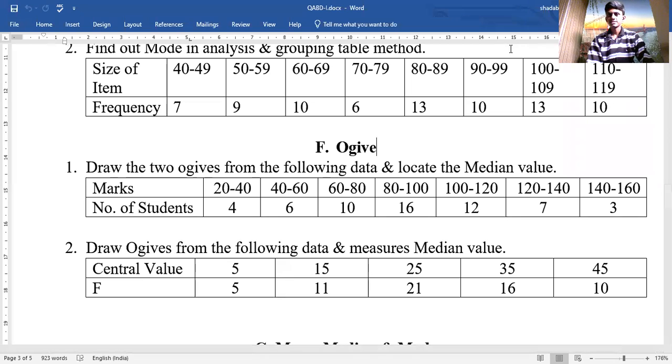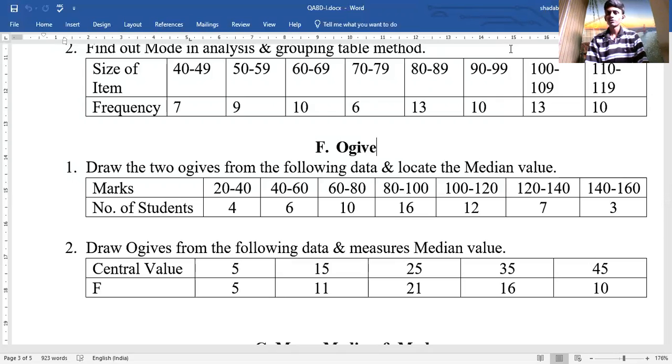In today's class we will move forward to OGIVE. What is OGIVE? OGIVE is graphical presentation of cumulative frequency distribution of continuous series. It is an alternative to find out median. It is an alternative of finding median value.